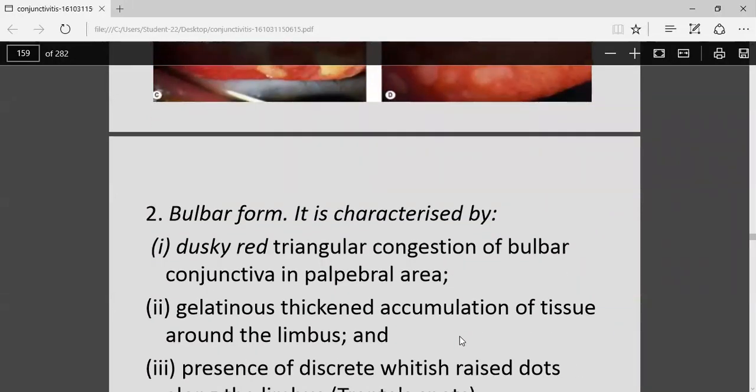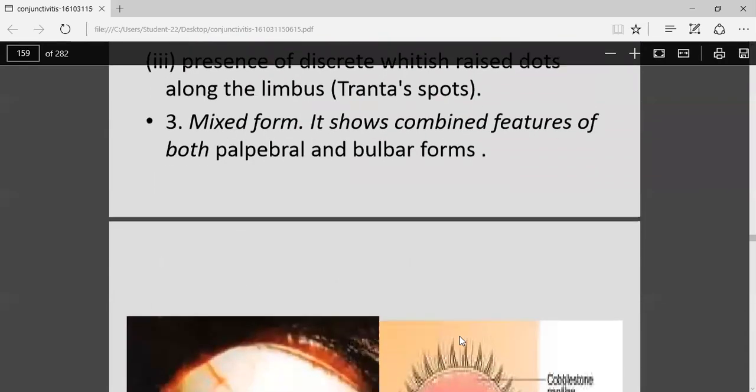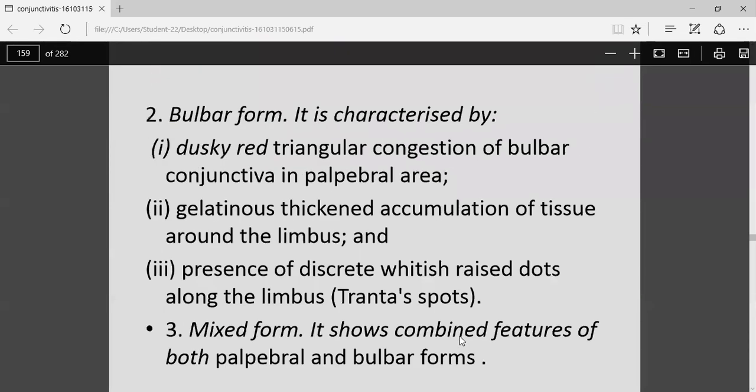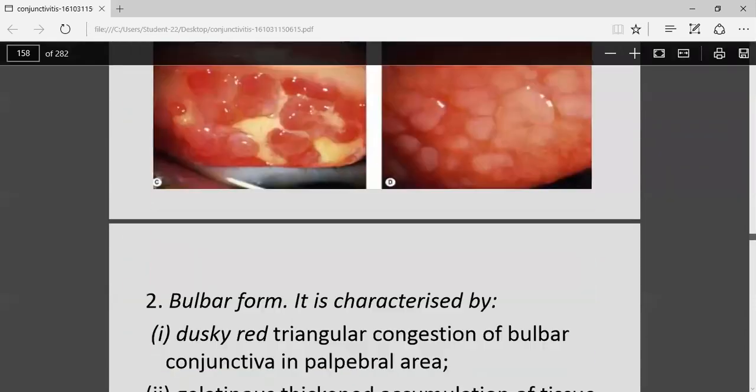Okay? I told you the palpebral form is also distinct from the bulbar form. Here you can see that there is gelatinous accumulation of the papillary reaction in the form of dots around the limbus. Okay, and then we call it the limbal type of VKC.